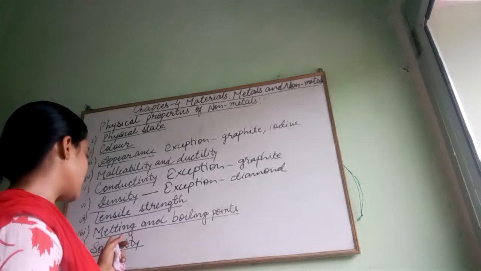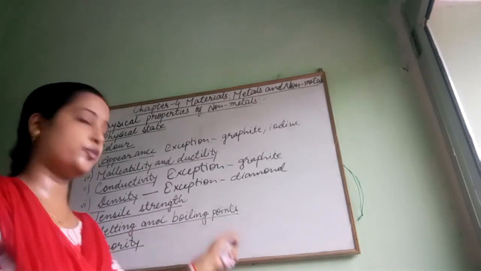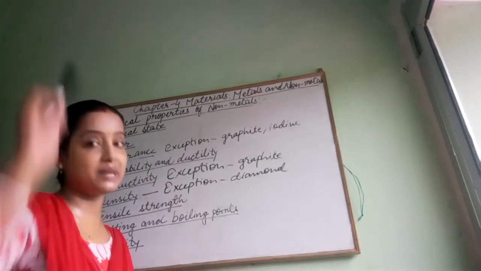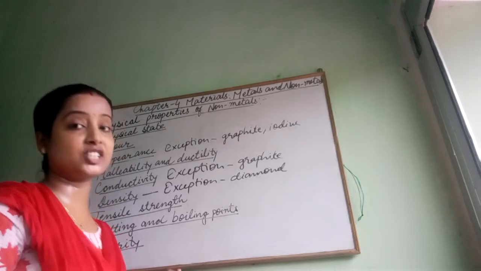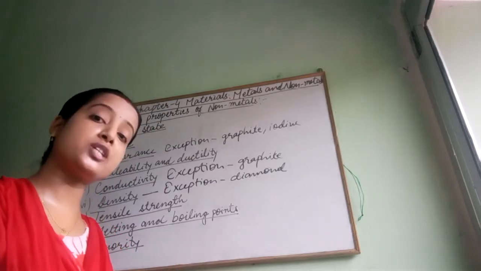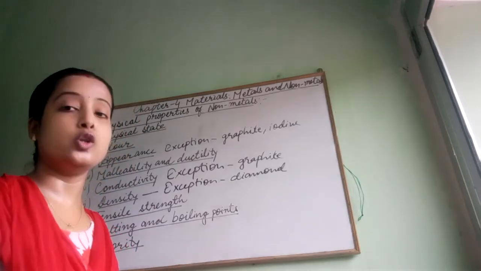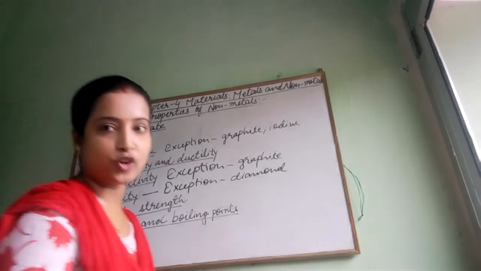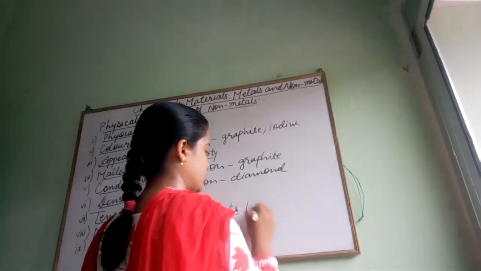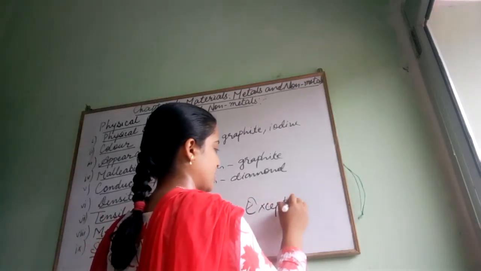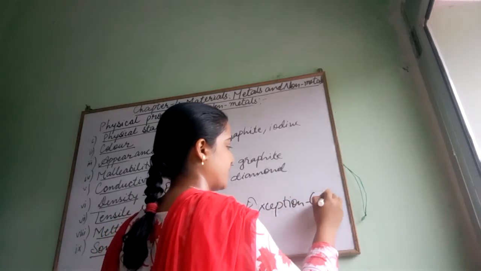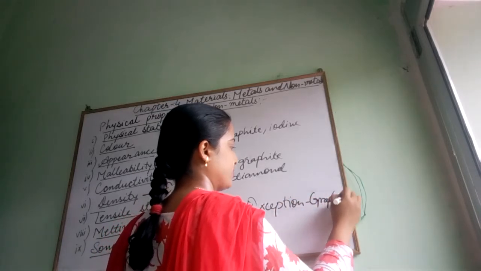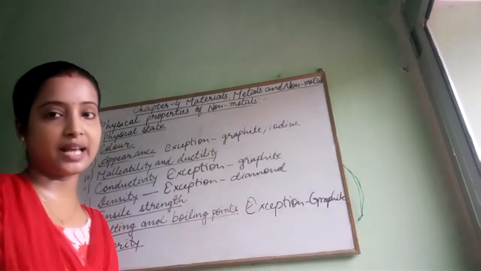Okay, so now comes to melting and boiling point. Again, in metals we have studied that metals generally have high melting and boiling points, but non-metals have low melting and boiling points. One exception is there. Yes, of course, that is graphite. The exception is graphite. Graphite has high melting and boiling points.